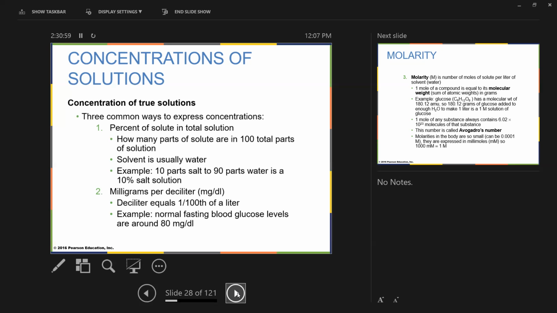Another way we look at solutions is through a measurement known as milligrams per deciliter. A deciliter is 1/10th of a liter. We use this term to measure blood sugar. When you have your fasting blood work done, we've all done that. We've all gone in early. We always try to go to the lab early in the morning so we get our blood work done early so we can go eat something afterwards. When we have fasting blood work done, we're getting our blood sugar levels measured.